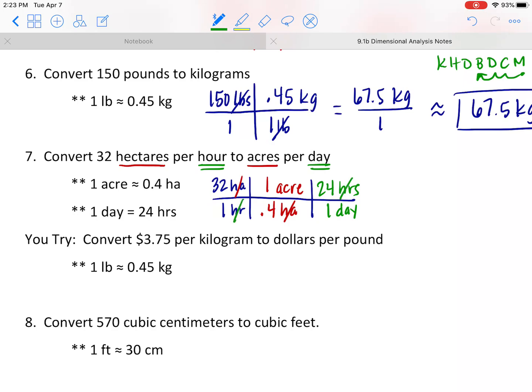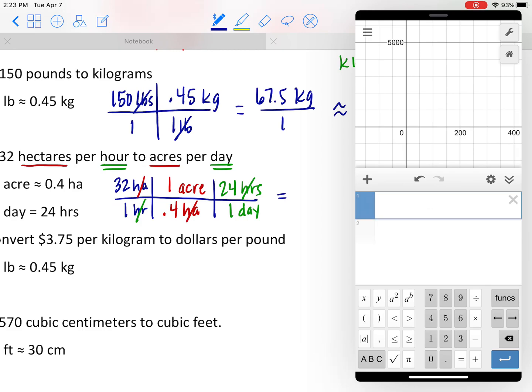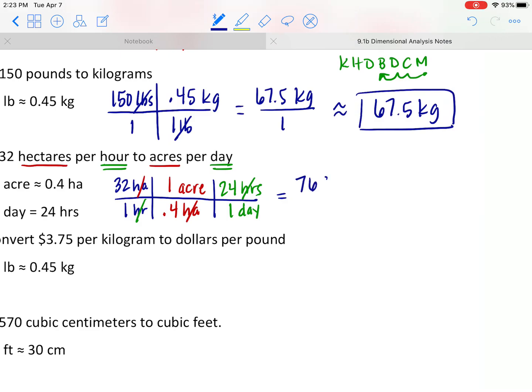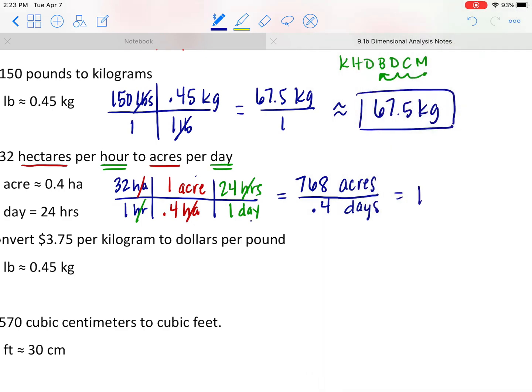And then we want to go from hours to days. So I'm going to use 24 hours. I'm going to put hours here and then 1 day here. Hours on the opposite side of the fraction make those cancel. And now it's multiplication and division. So on the top of the fraction, we have 32 times 24, which is 768. And the only unit that's remaining there is acres. And then on the bottom, 1 times 0.4 times 1 is just going to be 0.4, and the only unit remaining is days. So now we're going to divide 768.